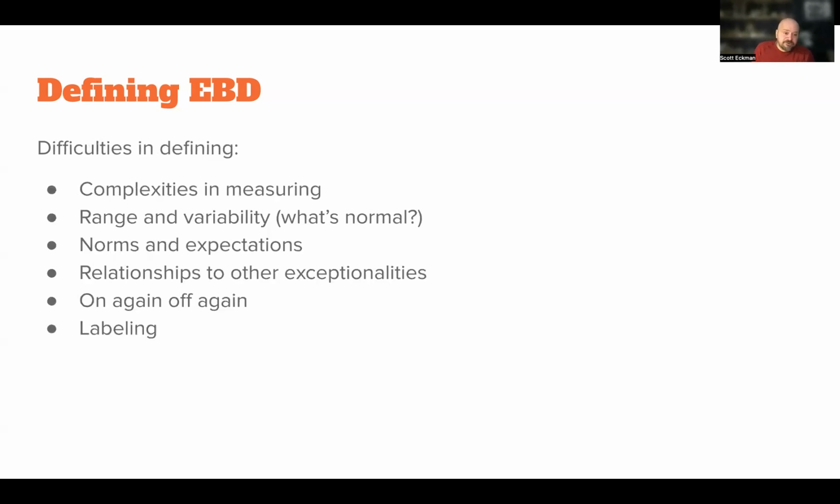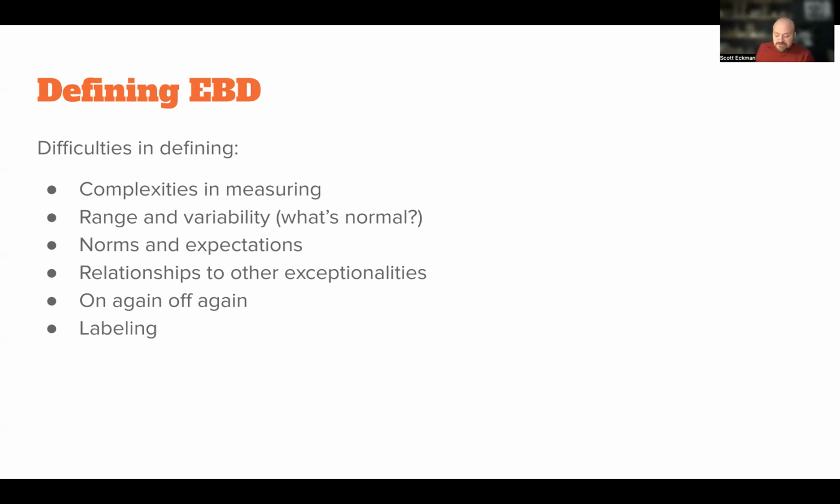So obviously there's some difficulties in defining, and our authors talk about these, when we think about the complexities in the measures that we use, thinking about assessments, we're going to talk about MTSS or RTI. There's also the range and variability of what's normal behavior in certain contexts and how those contexts impact our behavior. And then also the expectations that we have in school, which I think is a really interesting conversation to have, especially now. What does that look like post-COVID in terms of our expectations of kids?